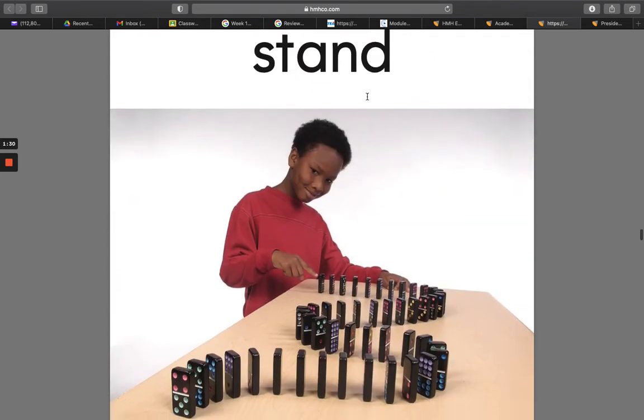Stand. Say stand. Let's spell it. S-T-A-N-D. Stand. If things stand, they stay up and they do not fall down. So in our picture, this little boy has made his dominoes stand. Right now they're not falling down, but it looks like he's about to push them over.